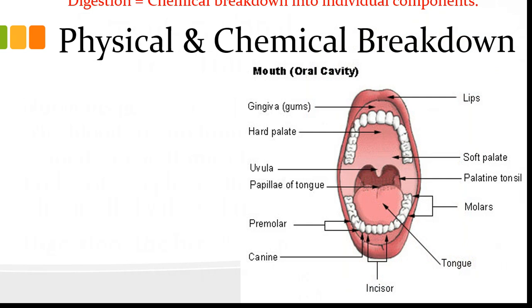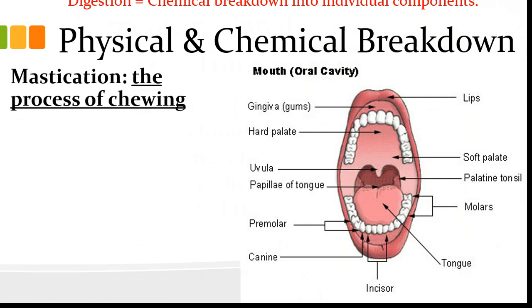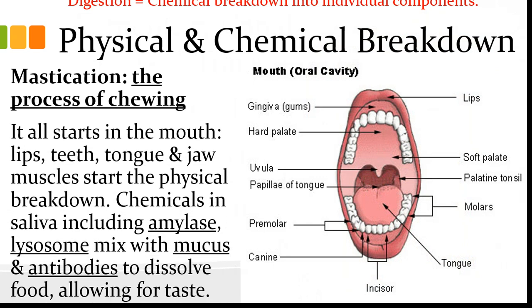So we'll be looking at physical and chemical, and we're clearly starting here with the mouth. That's where we begin to eat our food. The fancy word for chewing is called mastication, to masticate the food. That means to break it down. That's the beginning of the breakdown of the digestion, right? Because we're physically breaking it down by crunching it with our teeth, chemically breaking it down by some of the chemicals that are in our saliva. So it all starts in the mouth.